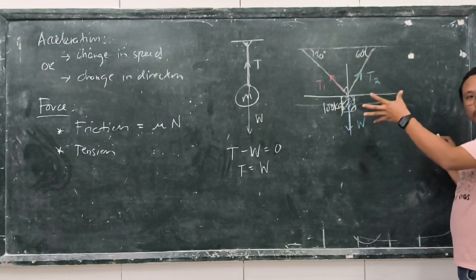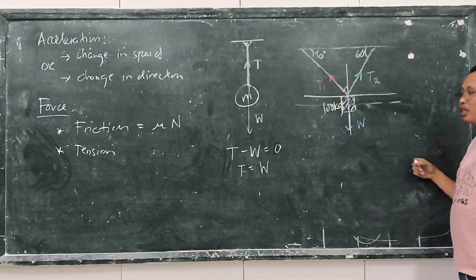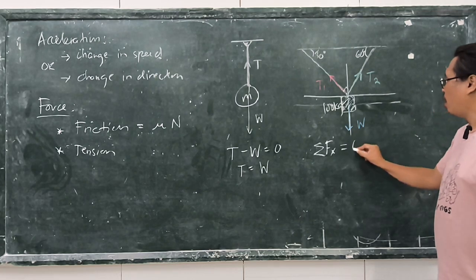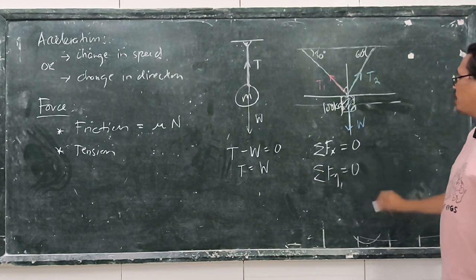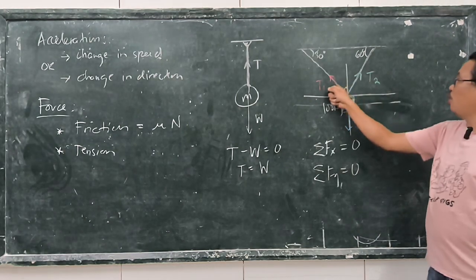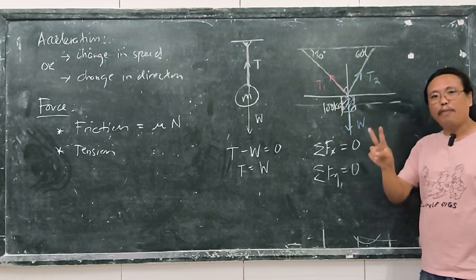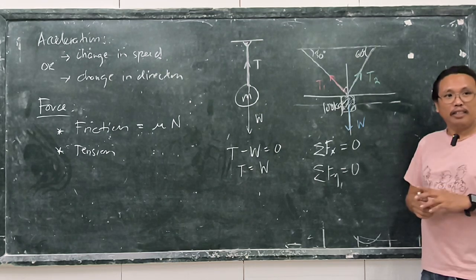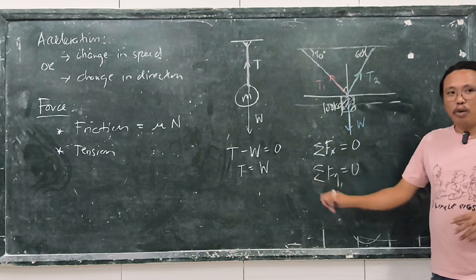Since it doesn't move, it's lying there, so both axes are in equilibrium, right? So here, the summation of forces along x equals 0, and the summation of forces along y equals 0. Now, we have two unknowns here. What we want to know really is what T1 and T2 are. In order to solve two unknowns, we also need two equations, right? So this is our first equation and this is our second equation.